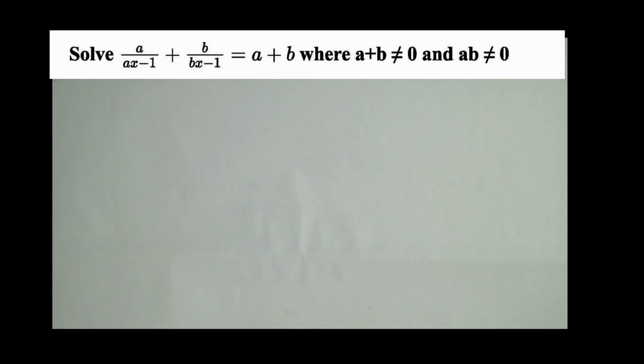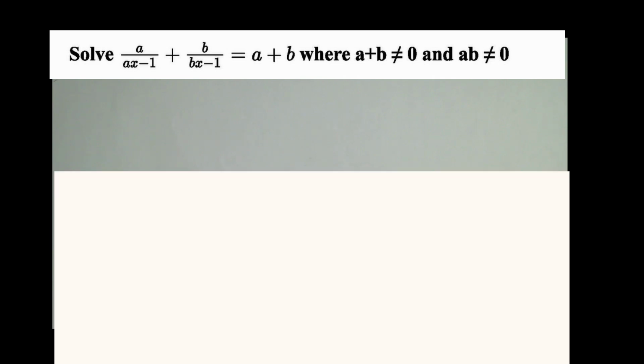A upon ax minus 1 plus b upon bx minus 1 is equal to a plus b, where a plus b is not equal to 0 and ab is not equal to 0. Before going to solve this question, I advise all of you to watch this video without any break. Now solve this question.